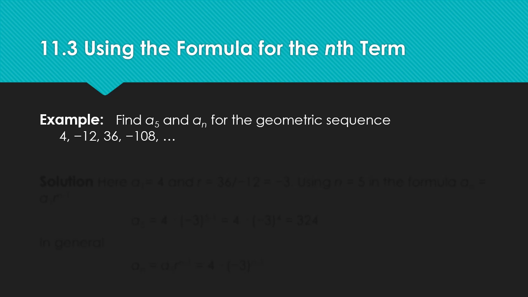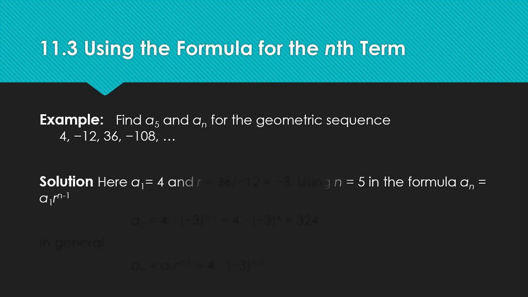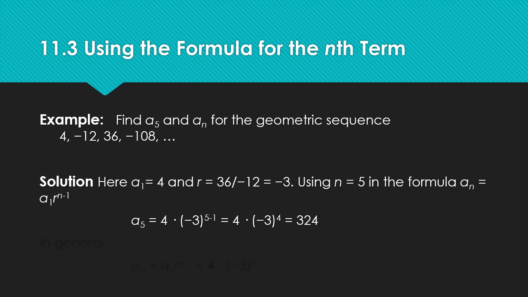Here's another example. Find the fifth and the nth term for the sequence. Pause the recording, give it a try, and resume to check your answer. So we have a sub 1 is 4, and our common ratio is -3. For the fifth term, we have 4 times -3 to the 5 minus 1, or 4 times -3 to the 4th, which is 324. Using n in place of a specific term, we have a sub 1 times r to the n minus 1. That's going to be 4 times -3 to the n minus 1 power.